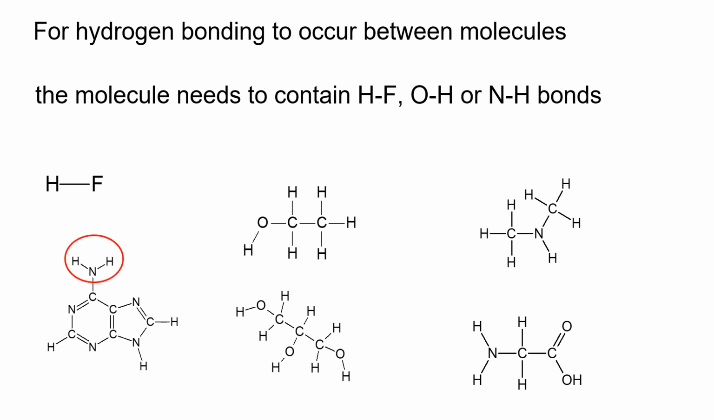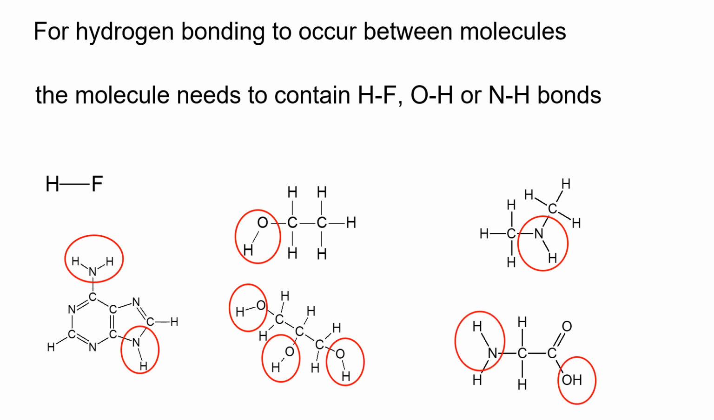The one I've circled here is adenine, which is a base present in DNA. So it can form hydrogen bonds with other bases, and this hydrogen bond interaction within DNA allows it to unzip when the hydrogen bond breaks. So it's an important bond in nature. We've got ethanol here, which has an OH group, and below ethanol we've got glycerol, which has 3 OH groups, so it can form 3 hydrogen bonds. We've got an amine here with an NH group, and at the bottom right we've got an amino acid, which has an amine group at one side and a carboxylic acid at the other.